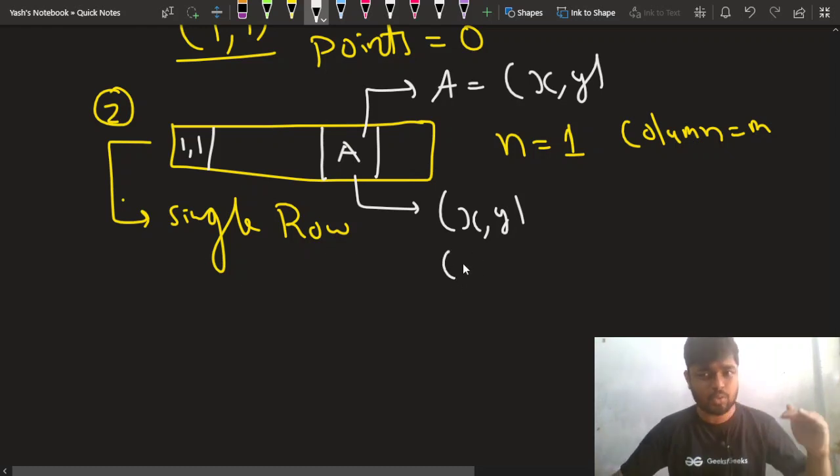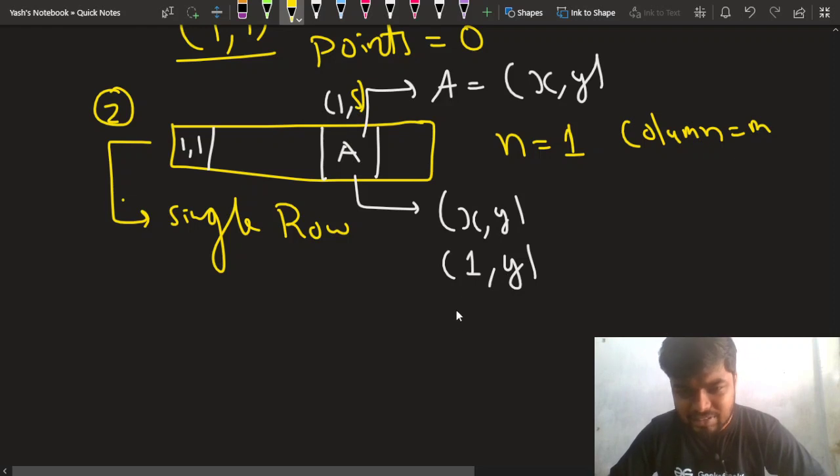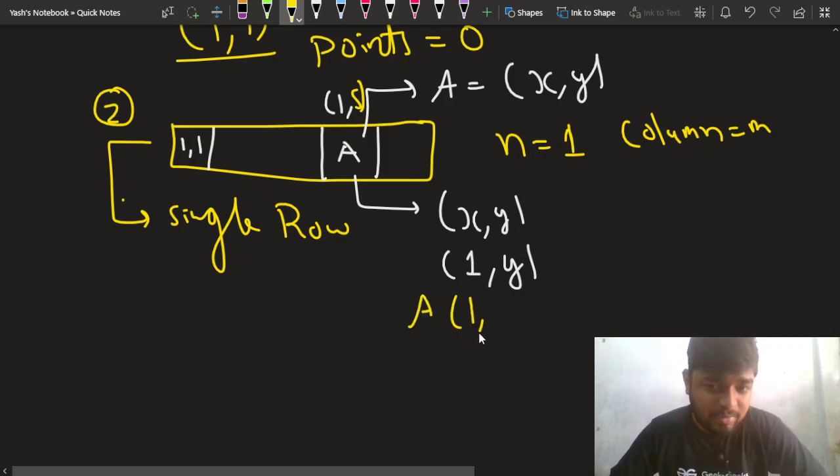Since there is only one dimension, the x value will be 1 because there is only one row, and the column value will be y, right? Let's suppose that this cell is nothing but 1 comma 5. Let's say this cell is nothing but 1 comma 5.